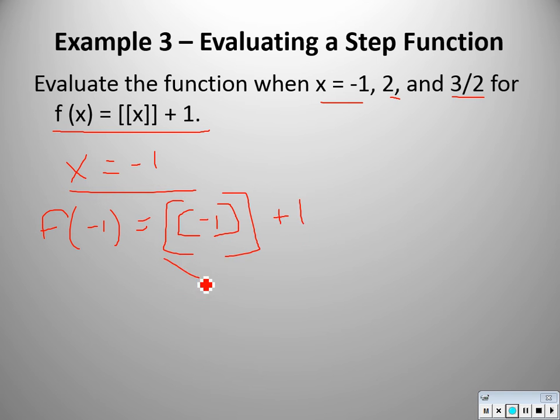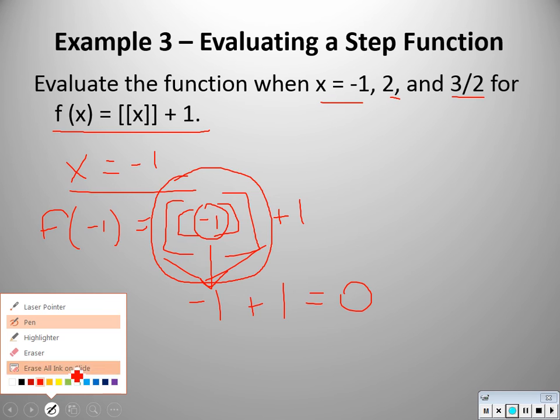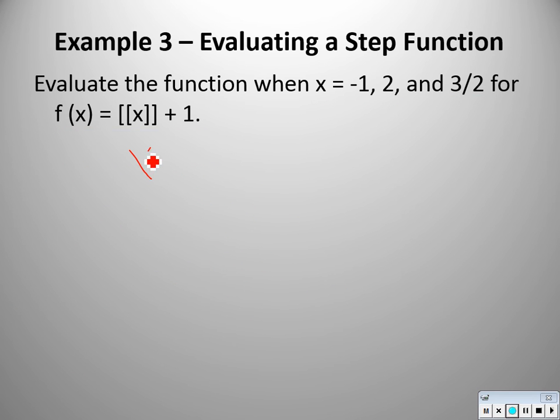The answer to the greatest integer part here is going to be negative 1, and then plus 1 would be 0. So just remember that anytime we put a whole number in here, the answer is just the value of the integer, because of the equal to part of less than or equal to in the definition. So that's part A. For the second part, when x is 2, I'm going to do f of 2 here.